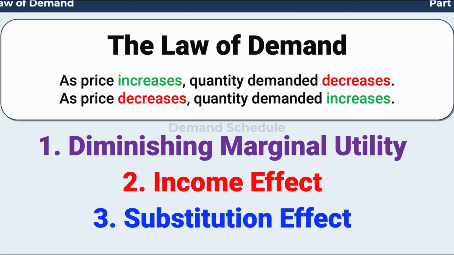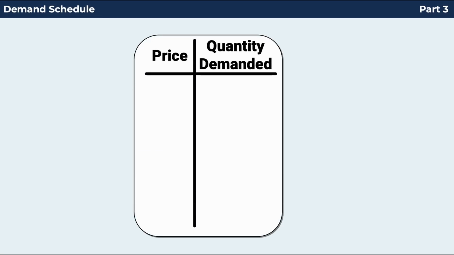That leads us into part 3, the demand schedule. Now, the demand schedule, you can think of it as a table, and it's a table that shows the price and the quantity demanded of a certain good. So for example, let's say we have a good and its price is $5. And at that price, we have a quantity demanded of 2 units. And at a price of $4, we have 4 units demanded. At a price of $3, 6 units. At a price of $2, we demand 8 units. And then finally, at a price of $1, we demand 10 units.